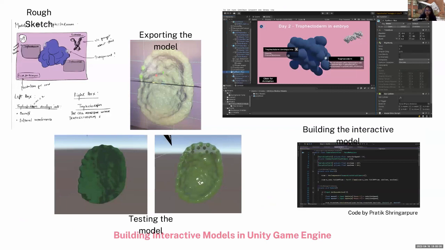Then in the second section of phase 2, I started building the interactive models in Unity game engine. First we see the rough sketch of how I wanted the interface to look. Then the exported models from Houdini, which I put in Maya to clean up and tried out different materials to see what would work. This is where one of the models is in Unity game engine, how it looks in the interface and how it was done. And below is the code provided by my good friend Pratik, who is a game developer.